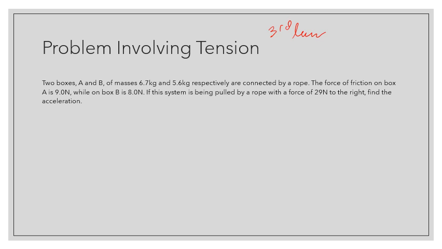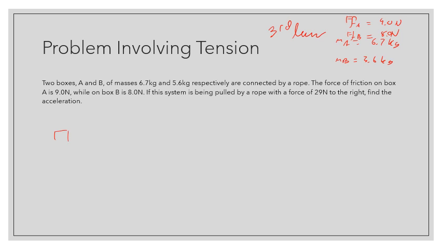We know that the mass of A is equal to 6.7 kilograms. Mass of B is equal to 5.6 kilograms. We know that the force of friction on box A is equal to 9 newtons, and the force of friction on box B is equal to 8 newtons. So we can draw the free body diagram for this.